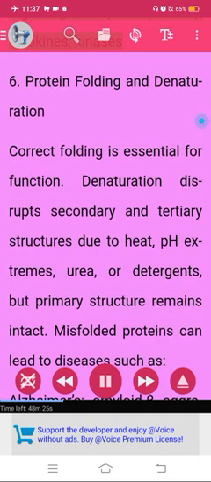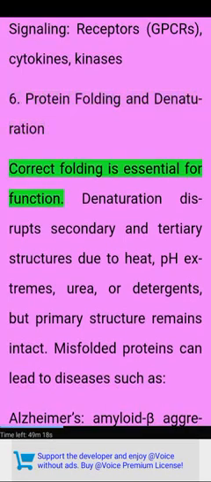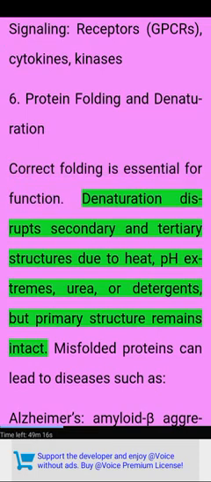Signaling, receptors, GPCRs, cytokines, kinases. 6. Protein folding and denaturation. Correct folding is essential for function. Denaturation disrupts secondary and tertiary structures due to heat, pH extremes, urea, or detergents, but primary structure remains intact.